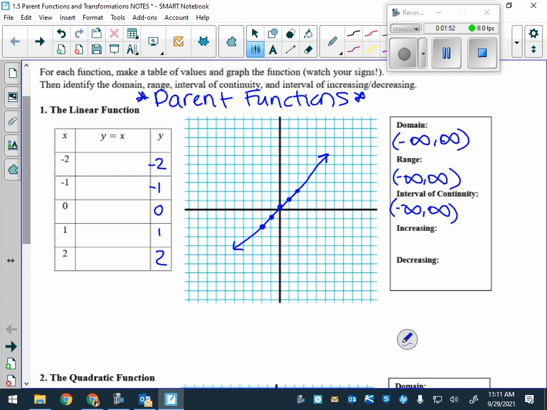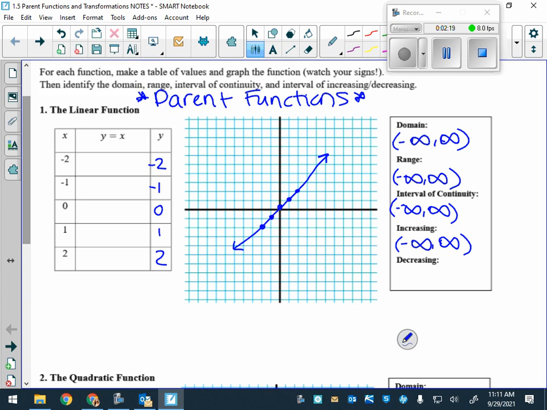Where am I increasing? Good, negative infinity to infinity. This graph is not decreasing, okay? So that is your parent function for linear functions. How many of you knew that? Knew all of this? Maybe not so much remembering the intervals of continuity, but knew everything else.